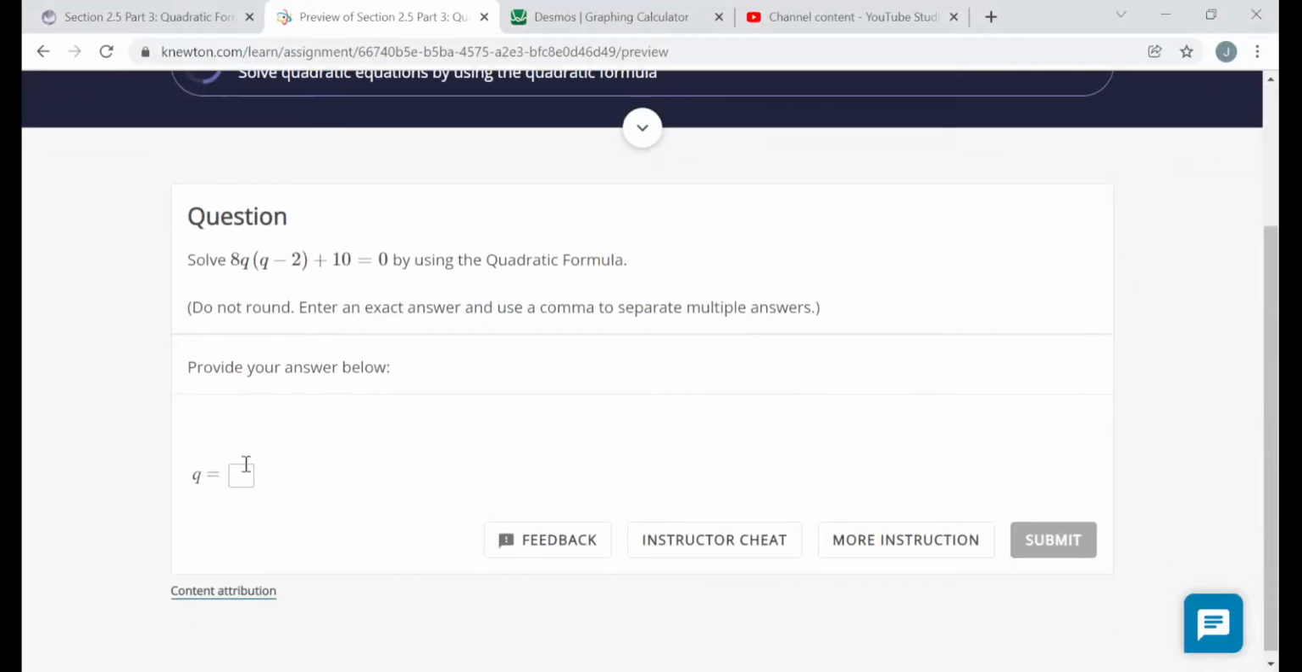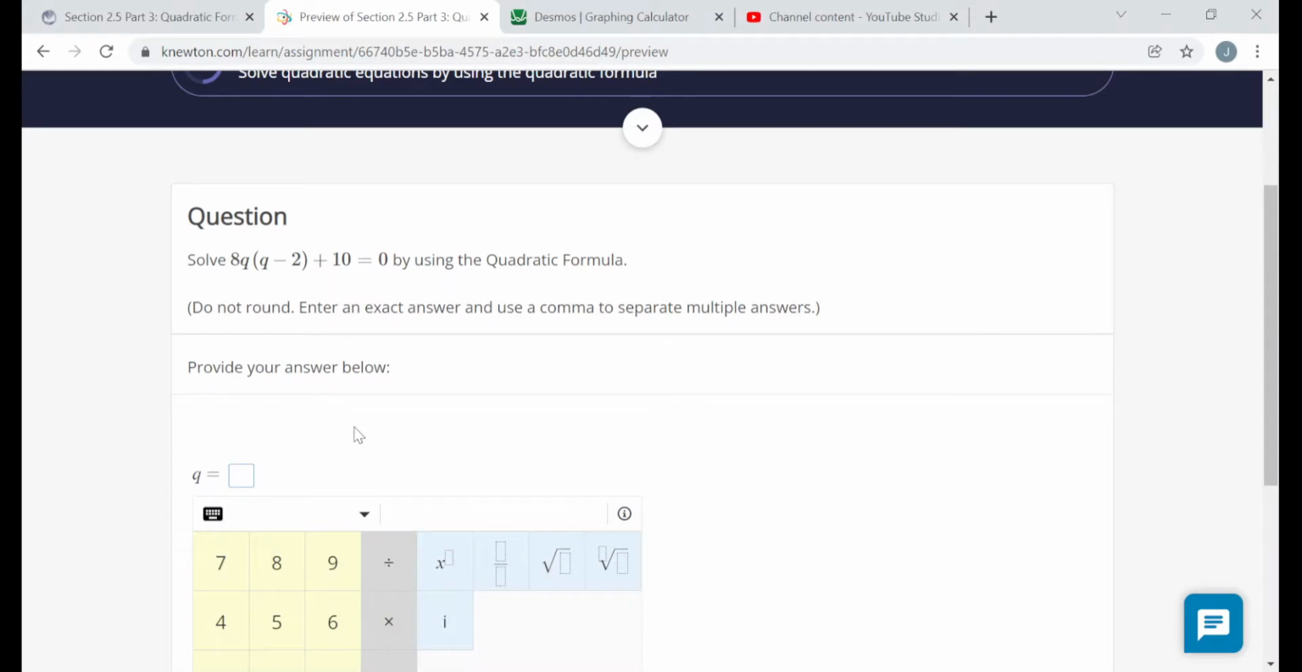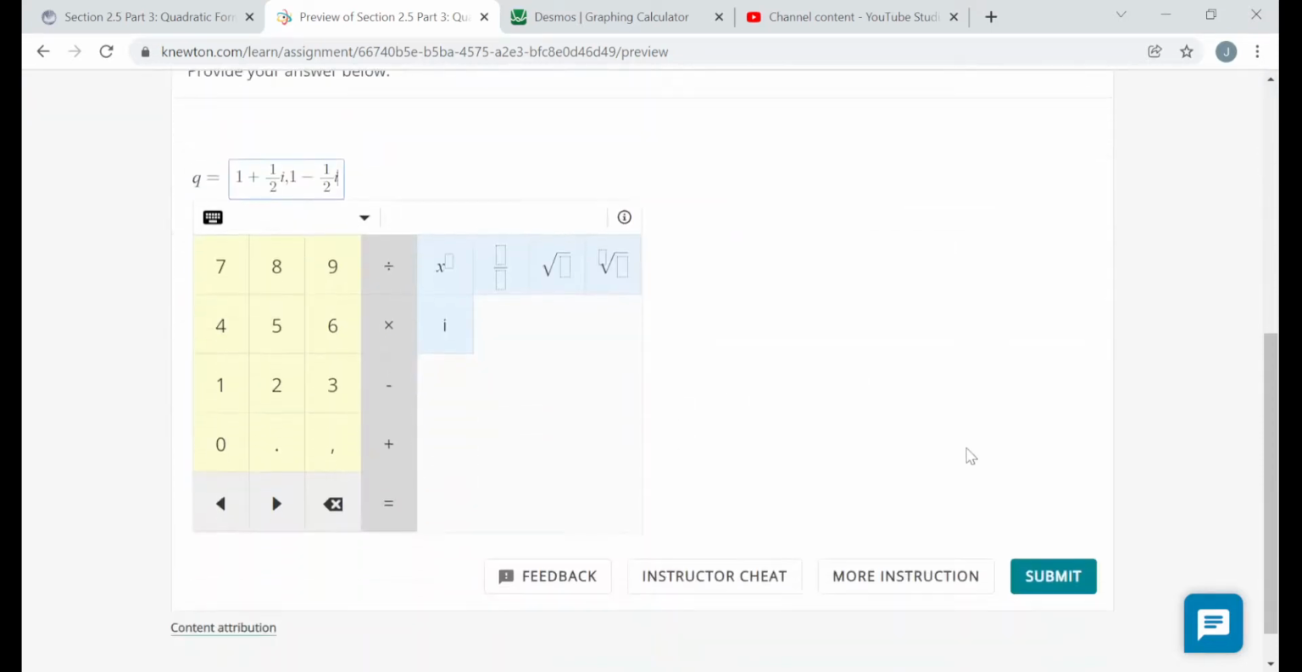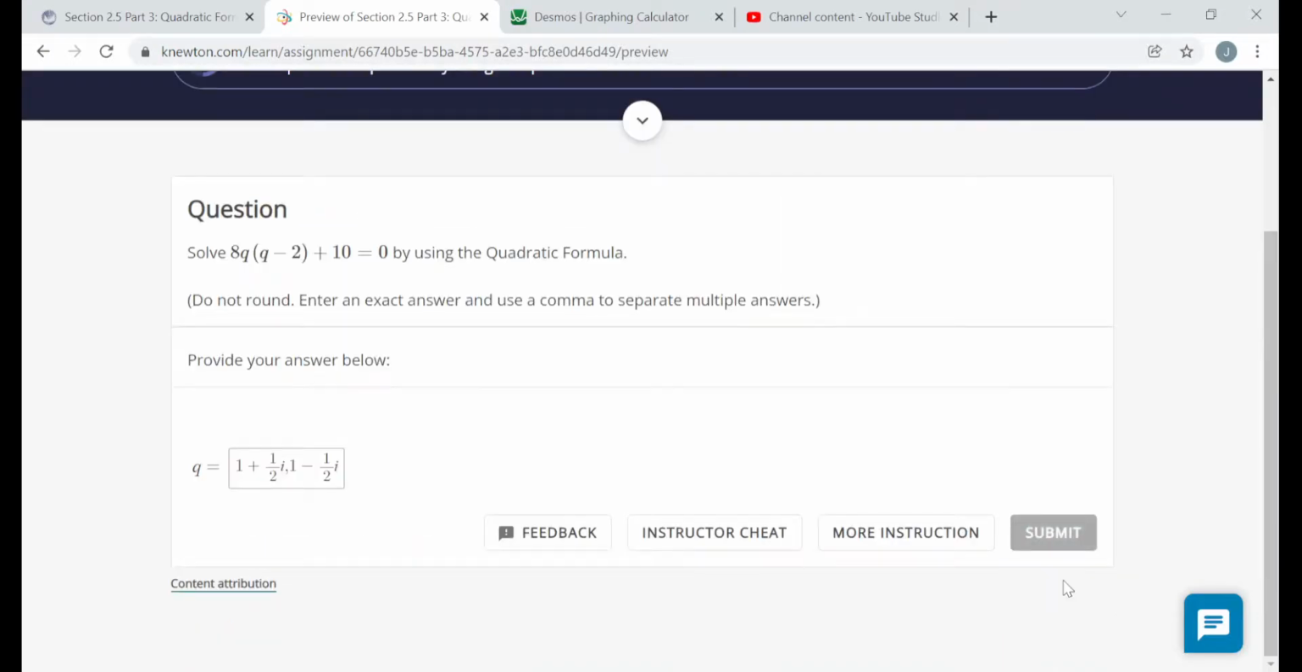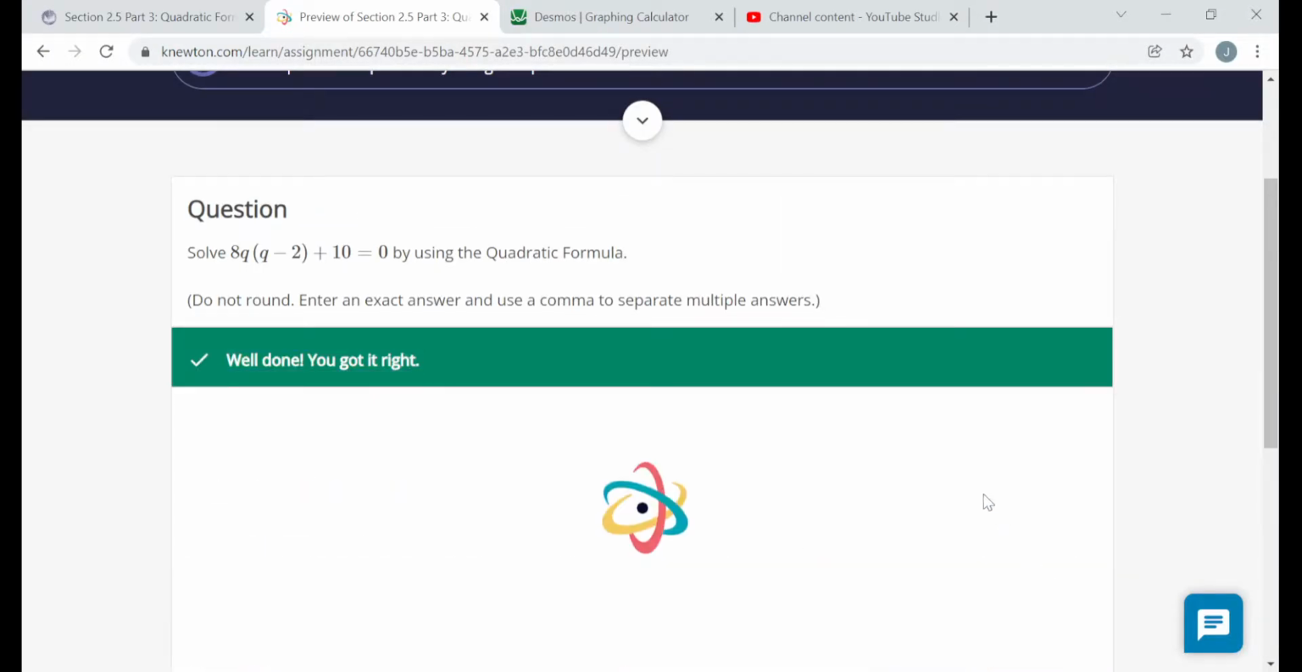All right, so again, you don't write plus or minus. You've got to separate them. 1 plus 1/2 times i, comma, and that's not a lot of typing. So 1 minus 1/2 i, and there you go. There should be the two valid solutions of that equation. Wonderful.